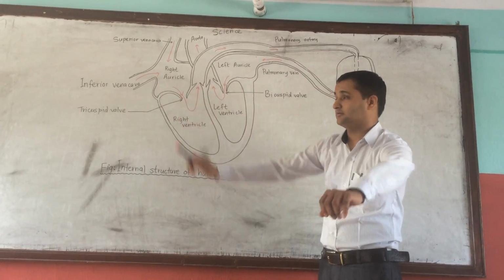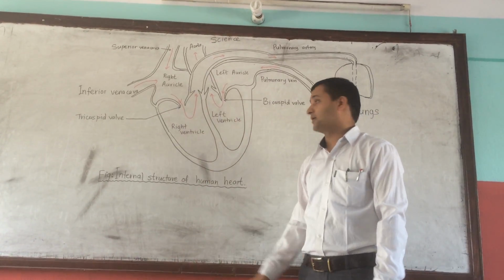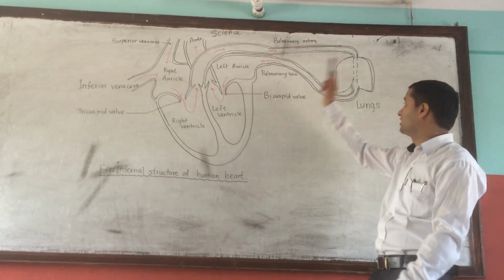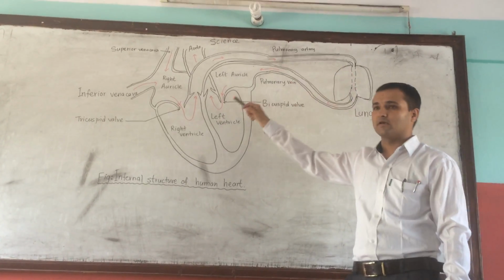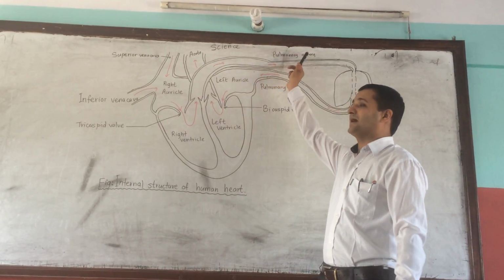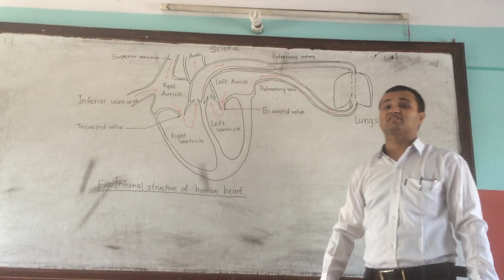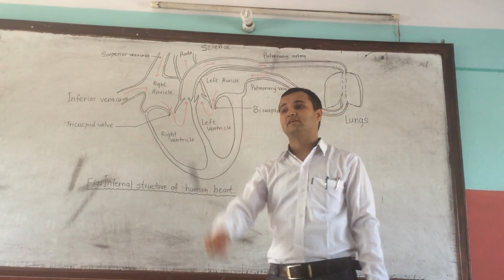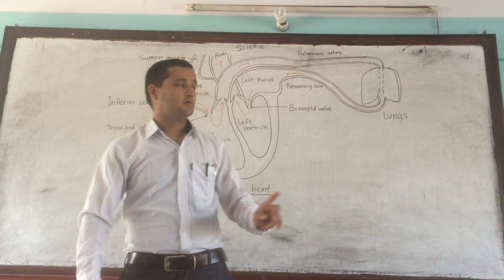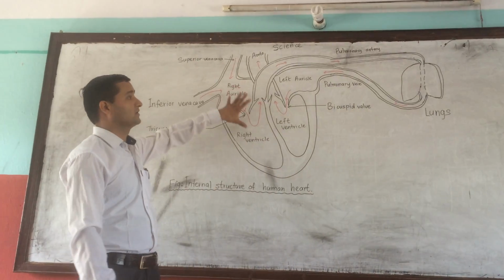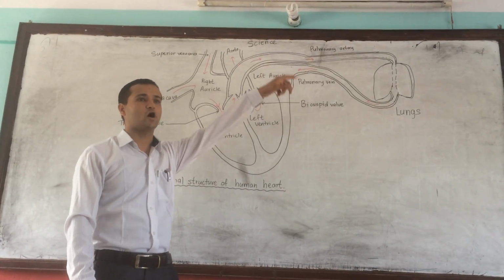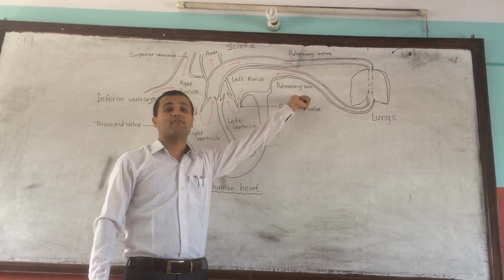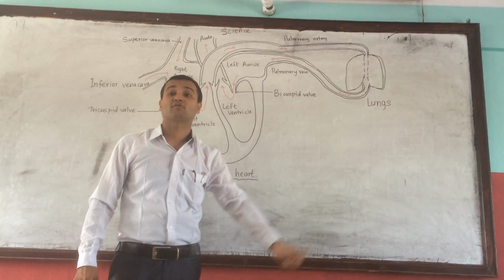Okay. Now one more thing. The circulation of blood from the human heart to the lungs and from the lungs to the human heart with the help of the pulmonary artery and pulmonary vein is known as pulmonary circulation. What do you call it? Pulmonary circulation. Are you getting the points or not? Yes, sir.